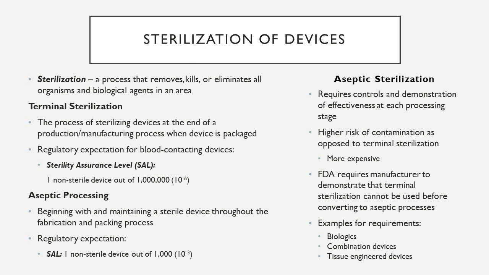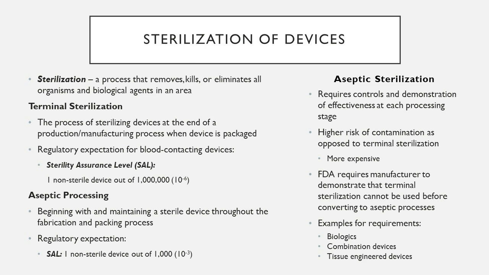Now, there's 2 points at which you can achieve sterility. One is through a process called terminal sterilization, where biomaterials are handled in non-aseptic conditions throughout the process of manufacturing them, putting them together, and packaging them. And it's only at the terminal stages of the process, at the very end, once they've been packaged, that they undergo one single sterilization cycle.